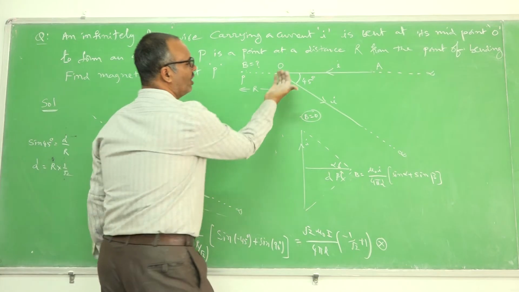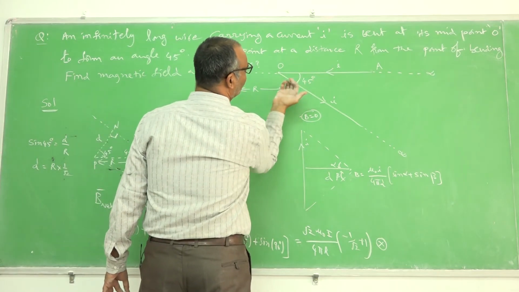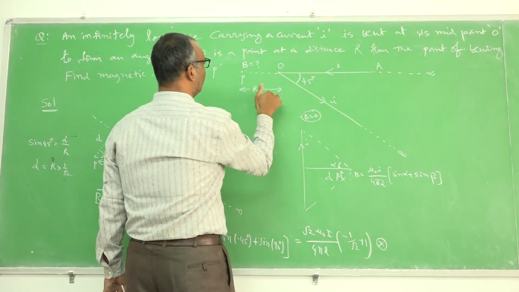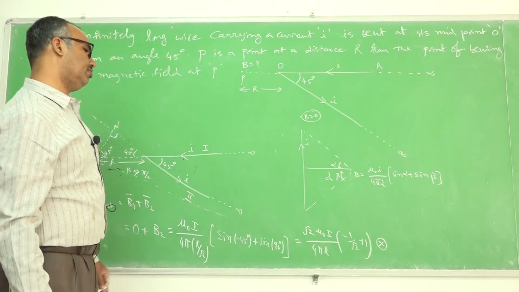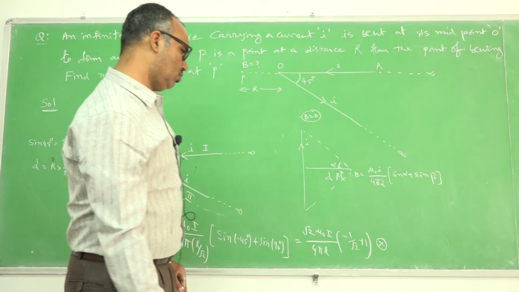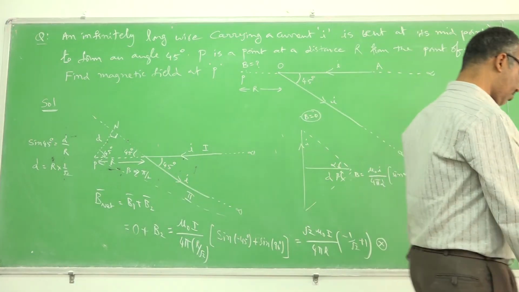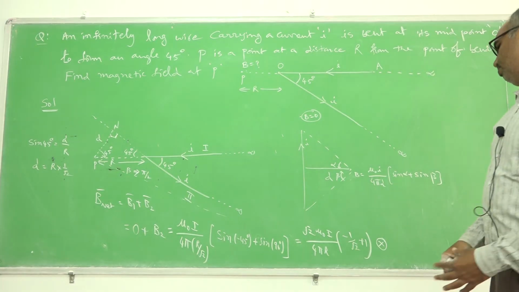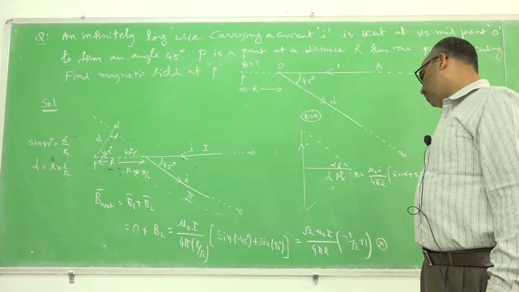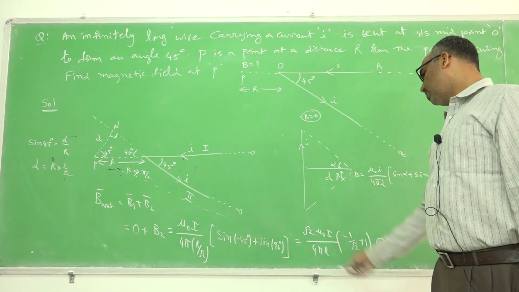As the current is going like this, the field is out of the paper on this side and into the paper on this side. So as the point is lying below the line, it is into the paper. So the answer is root 2 mu naught I by 4 pi r into (1 minus 1 by root 2). If you take the LCM, root 2 will be the LCM, and it will cancel with this.